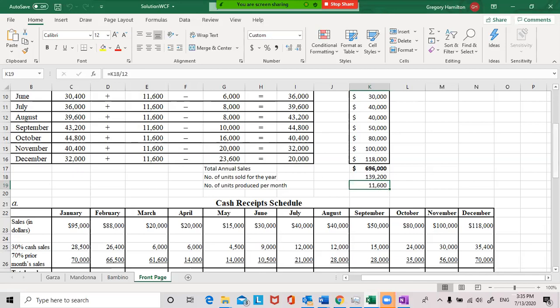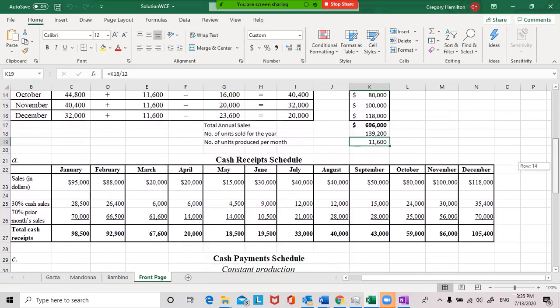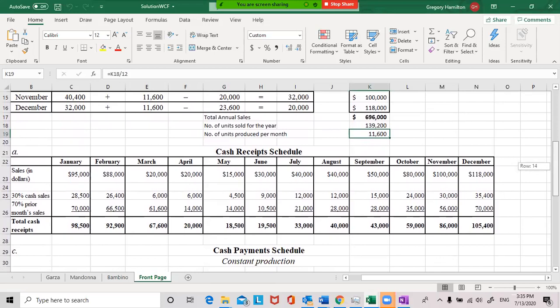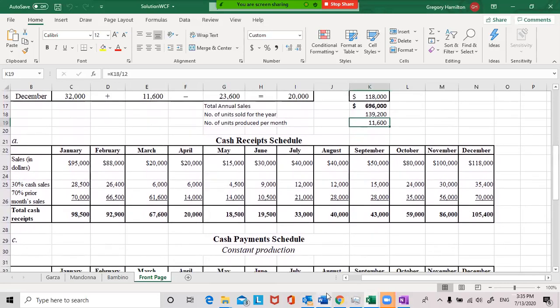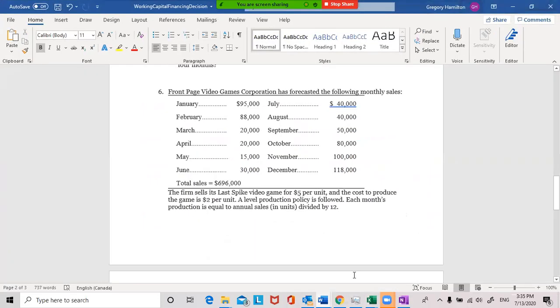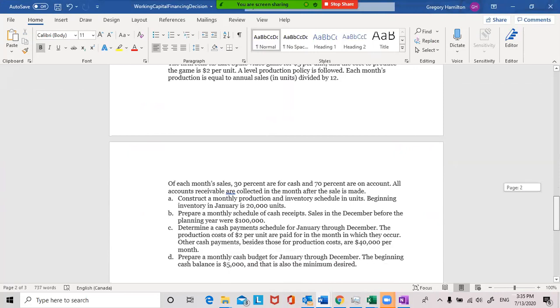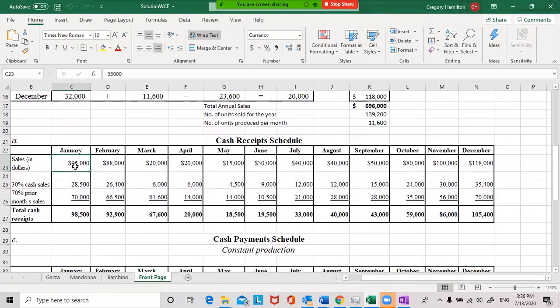This question is good practice for those who didn't get a chance to practice the cash budget question. The second part asks us to prepare a monthly schedule of cash receipts. Sales in December, before the planning year, were 100,000. So here are sales for January, February, March, April, all the way through to December.